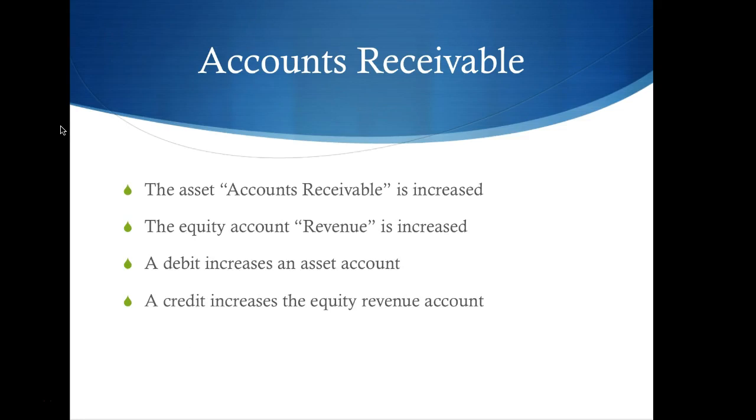In this case, the asset accounts receivable is increased because the person is now owing the company, the business, money. So accounts receivable, that key term receivable, meaning we are to receive it in the future, is increased. In addition, because we have provided this service or product, the equity account called revenue is also increased because we're increasing our revenue. Now, remember, and we'll see this more clearly, but a debit will increase an asset account. A credit increases the equity revenue account, and that will be important when we create our journal entry.